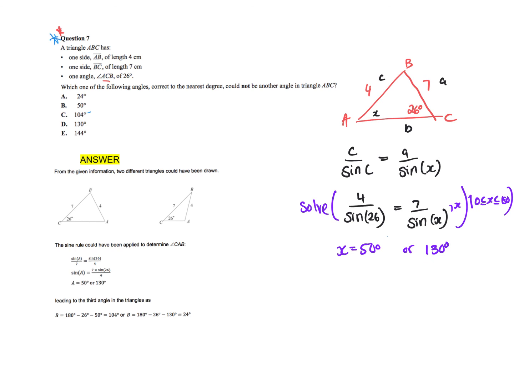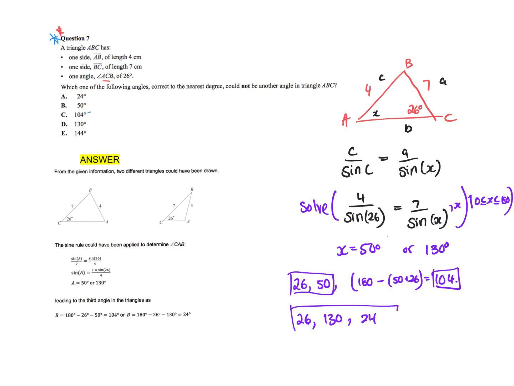So we get x to be 50 or 130. So one option is when you have 26, 50, and the last one would be 180 minus those two. So that would be 104. Yeah. And so that's one option that the triangle could be, or the other option could be 26, 130 and 24, because they would all add up to equal 180 as well.